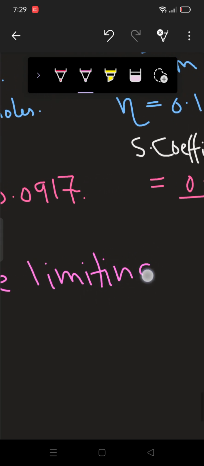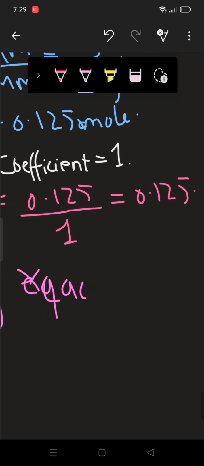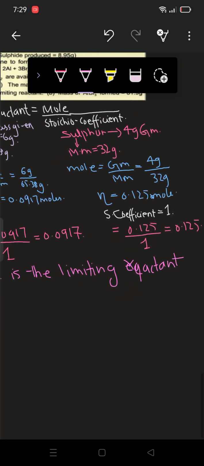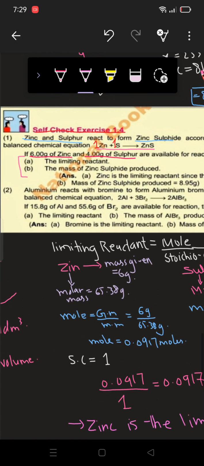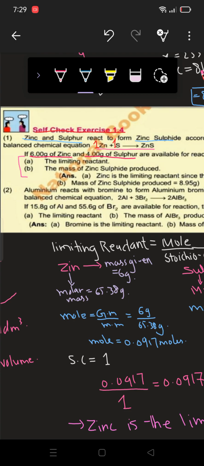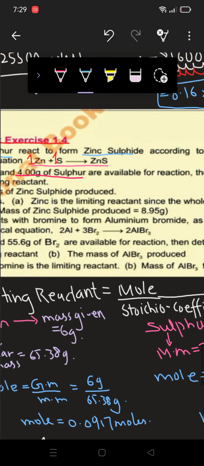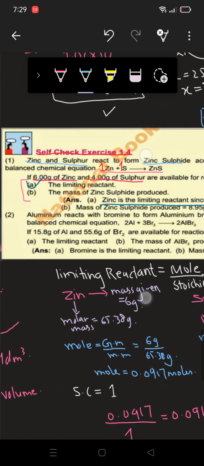This is how we find the limiting reactant of any equation. Limiting reactant means because of the zinc, our reaction gets stopped here. Because zinc is the limiting reactant in the equation. So we have done our first part, right? Part number A, we have done that. You can see the answer here. Zinc is the limiting reactant. The whole is consumed, right?